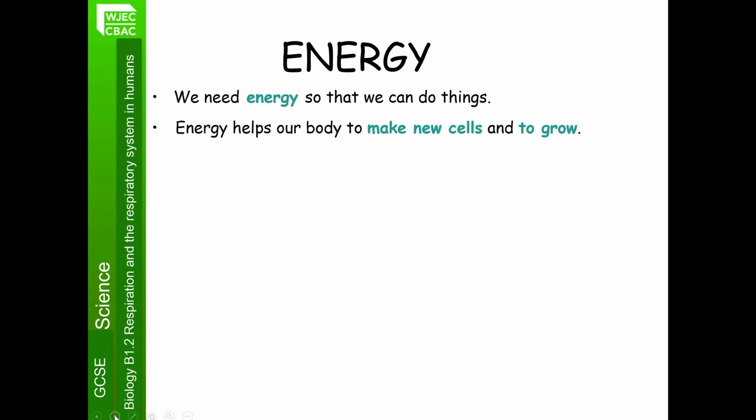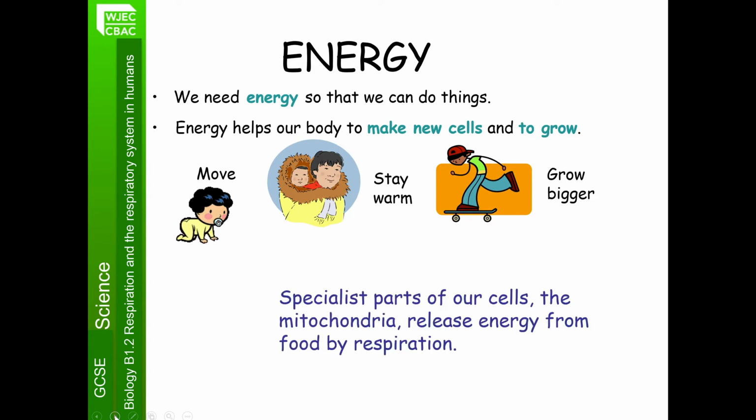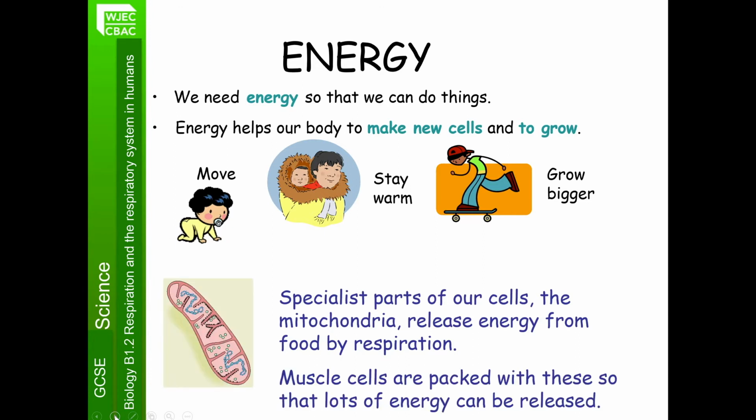So we need energy so that we can do things. Energy helps our body to make new cells so that we can grow, get bigger. It also helps us to move, and it helps to release heat energy to help us stay warm, to maintain our body temperature of 37.4. The specialist parts of our cells, the organelles that help to release this energy from food by respiration, are the mitochondria, which we learnt about in the first unit. Muscle cells are packed with these mitochondria so that lots of energy can be released to allow the muscle cells to contract and relax and enable us to move.